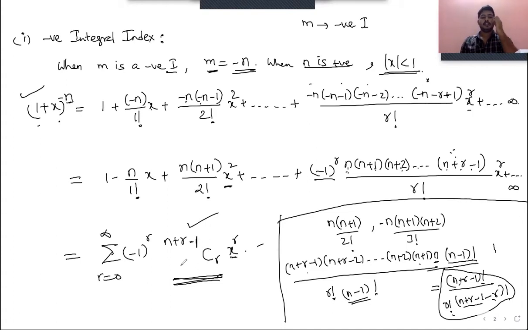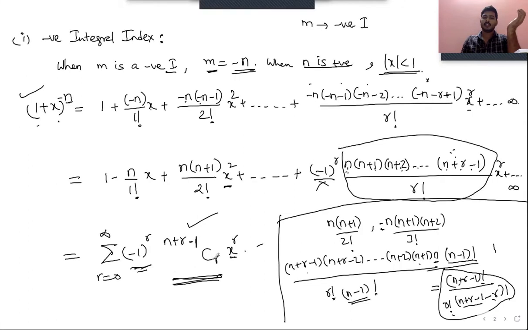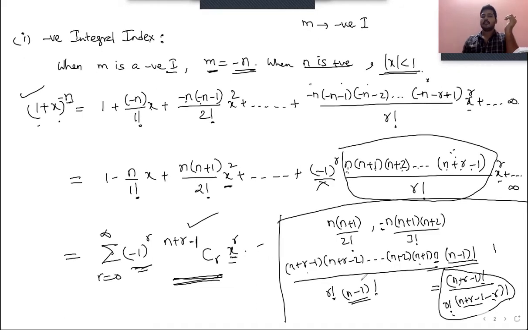So in the summation, minus 1 whole power r will be outside. We will not consider the sign of this. So the sign will be outside only, minus 1 whole power r. We leave this aside, and only this term can be written as n plus r minus 1 cr, okay, and x power r is left as usual. So this is the expansion of 1 plus x whole power minus n, where n is a negative integer, that is minus n, right?